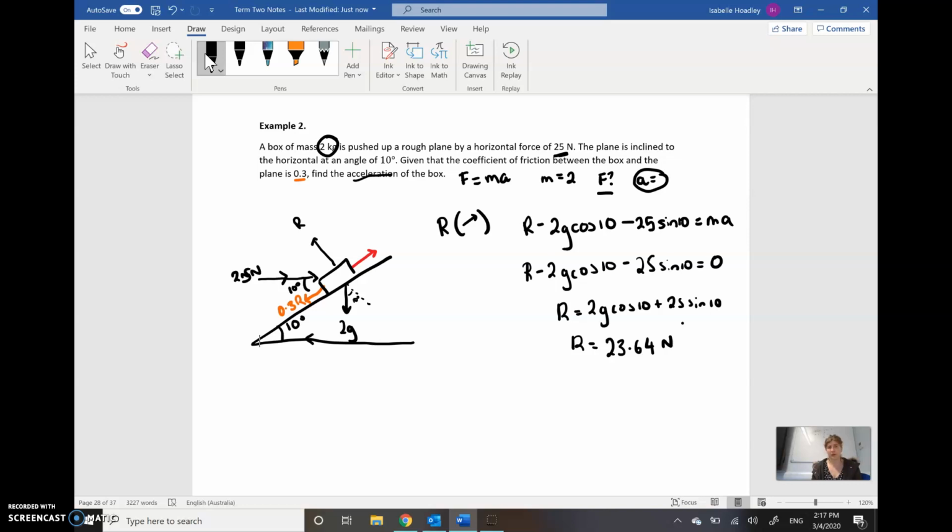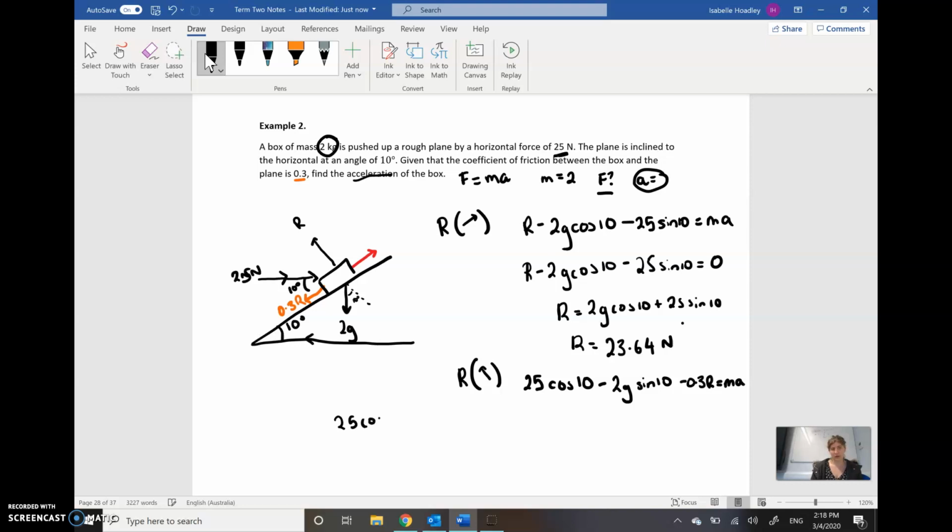From here we want to find the acceleration of the box, and the box is moving up the plane, so we then want to resolve along the plane. If we're resolving, we're looking at these parts here. We've got friction, 0.3, and we'll look at the horizontal force first. So we've got the 25 newtons coming in here, and for the component along the plane we're looking at 25 cos 10, because we've got the 10 degrees and we're looking at the adjacent component. Then acting opposite to that is the 2g, so minus 2g sine 10. And then minus 0.3R, and that's equal to mass times acceleration.